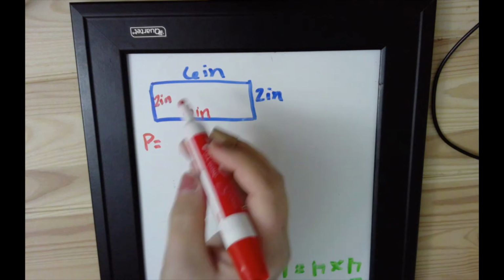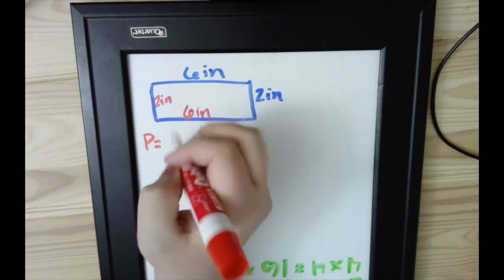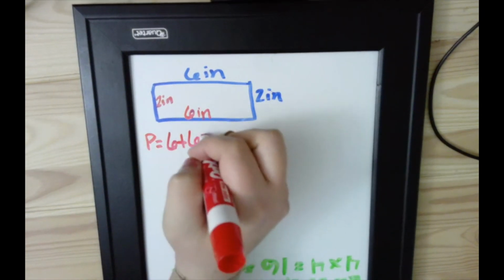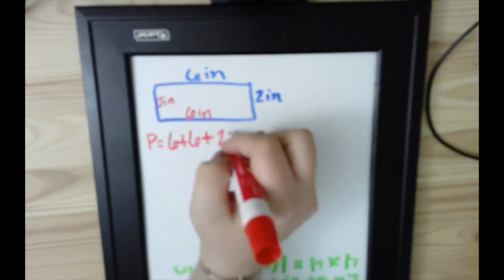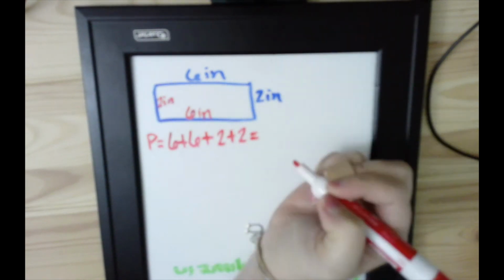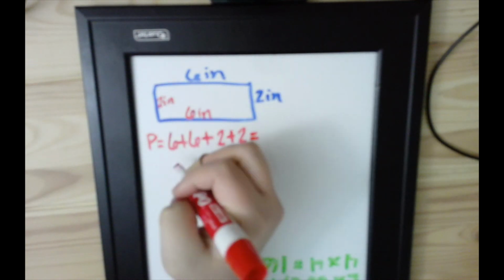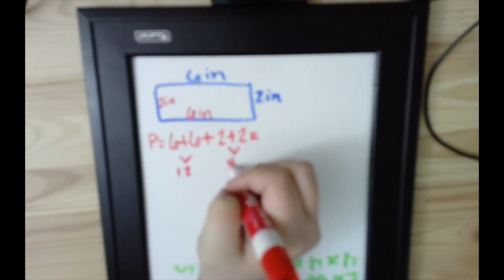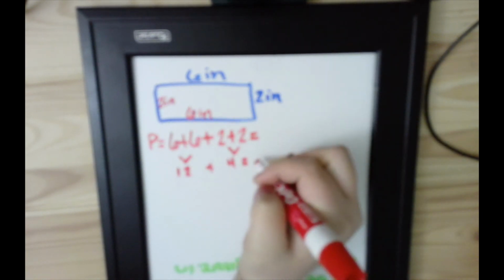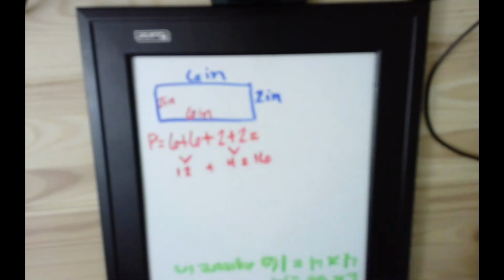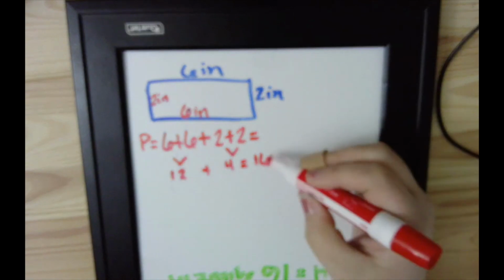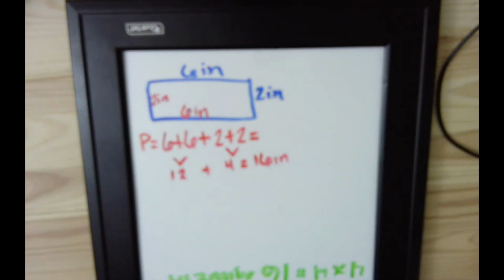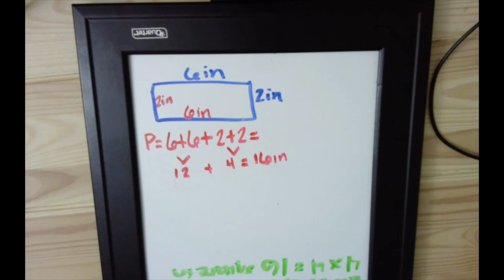Now with perimeter, we're going to add all those up. We have 6 plus 6, plus then the other two sides, 2 plus 2. 6 plus 6 we know is 12, and 2 plus 2 is 4, giving us 16 again. That was a coincidence. So 16 inches, not square inches. That will come with area.